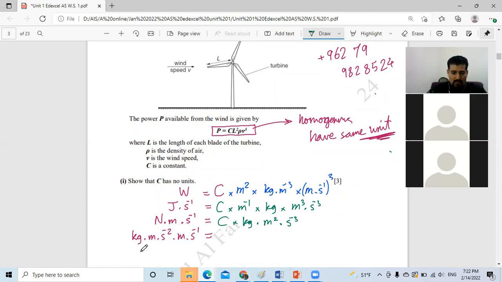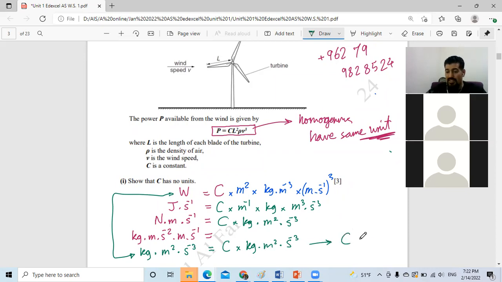Is it the same as this one? Kilogram dot meter squared per second cubed. This is the base unit of watt, of the power, okay? And it's equal to the other side. So since they are equal, both sides, both units, that means they cancel out each other. So C is unitless, has no unit.